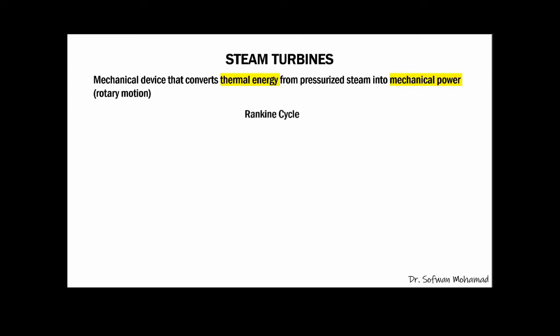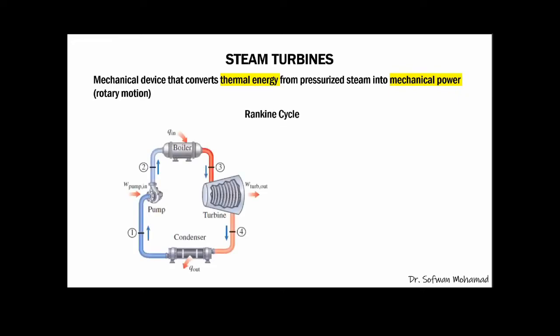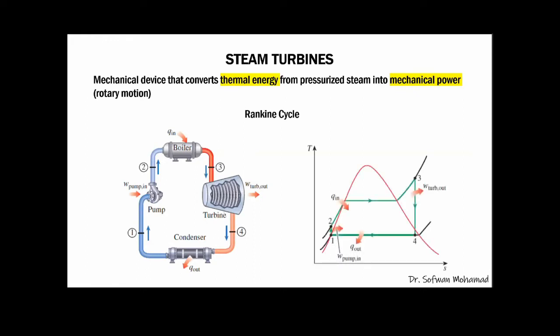Okay, so a steam turbine works on the Rankine cycle that you have already learned in thermodynamics 2. It consists of a condenser, pump, boiler, and turbine. And this is the T-S diagram for a Rankine cycle.